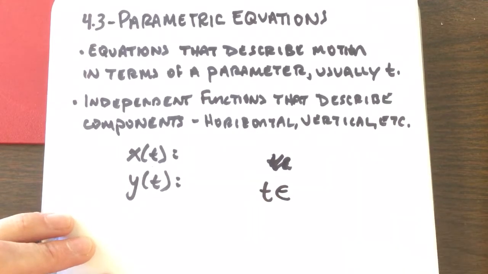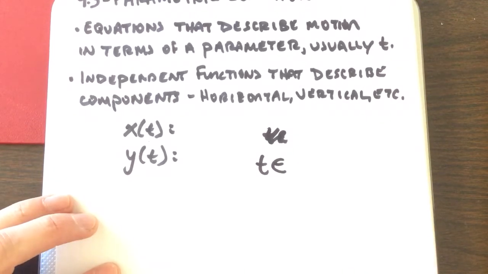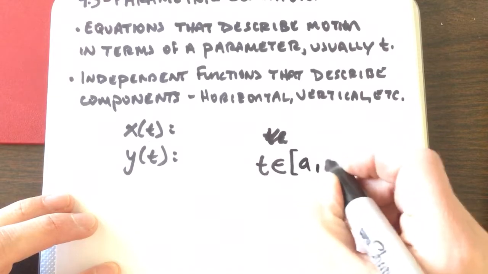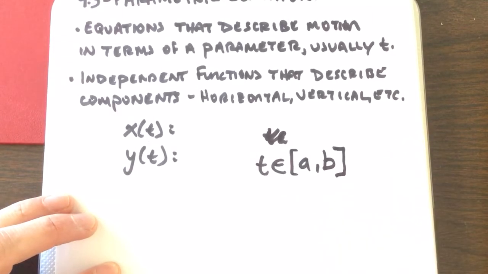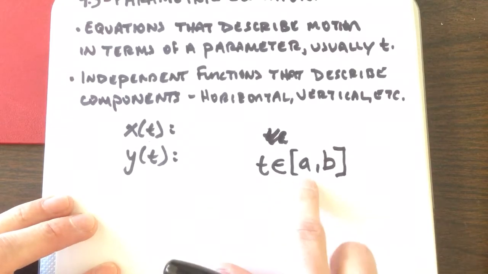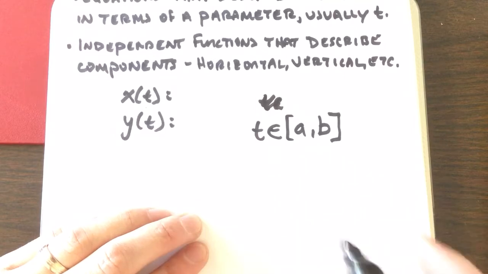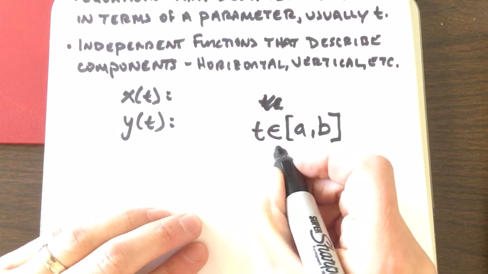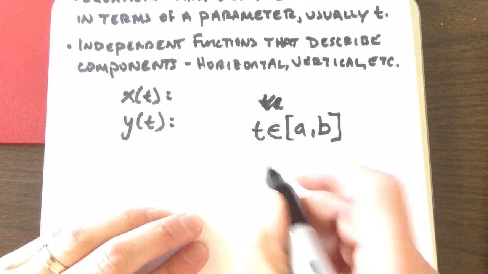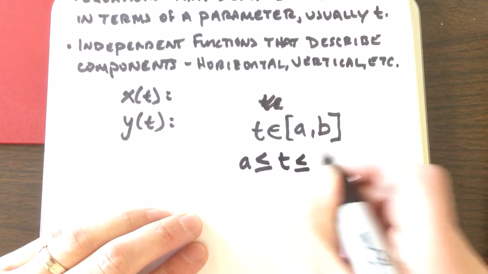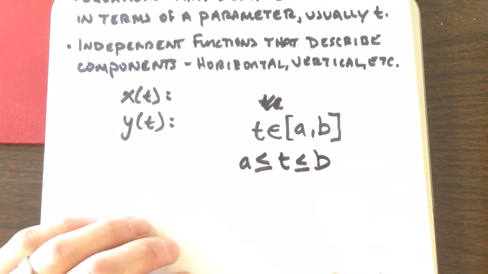t, and I'm going to use this E-looking thing, which means is an element of. I might have some bounds. I'm going to write some things like that. This means that t starts at a and ends at b. This means exactly the same as t is an element of the set of numbers a to b. This means the exact same thing as a is less than or equal to t, less than or equal to b.